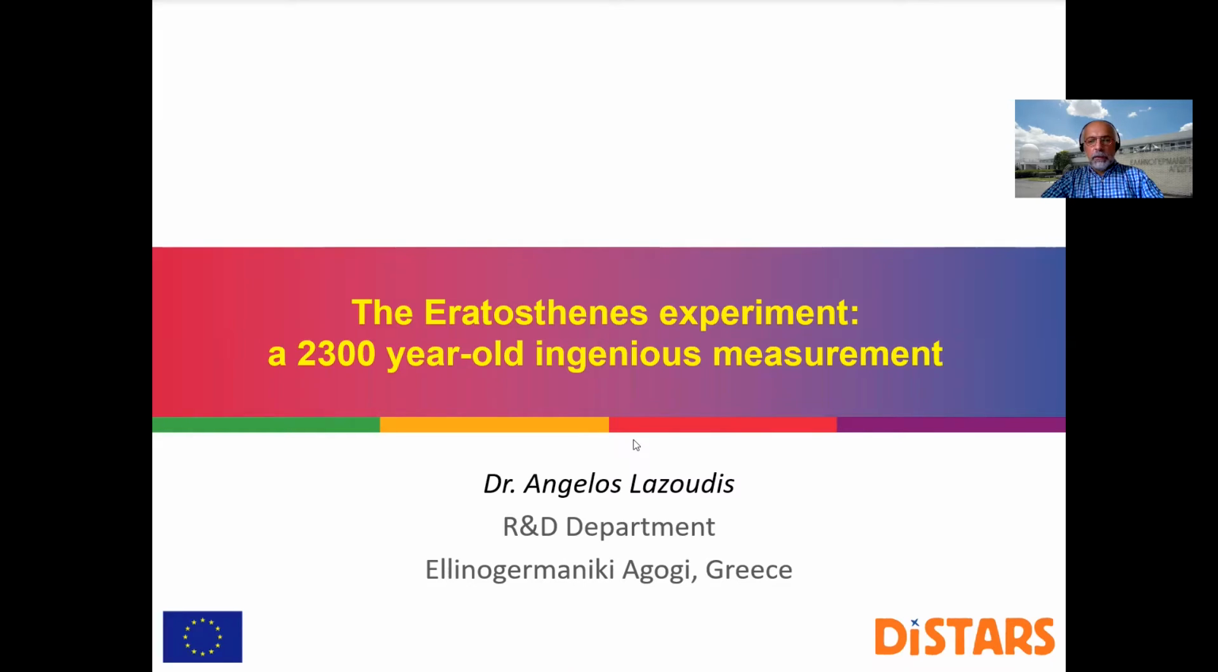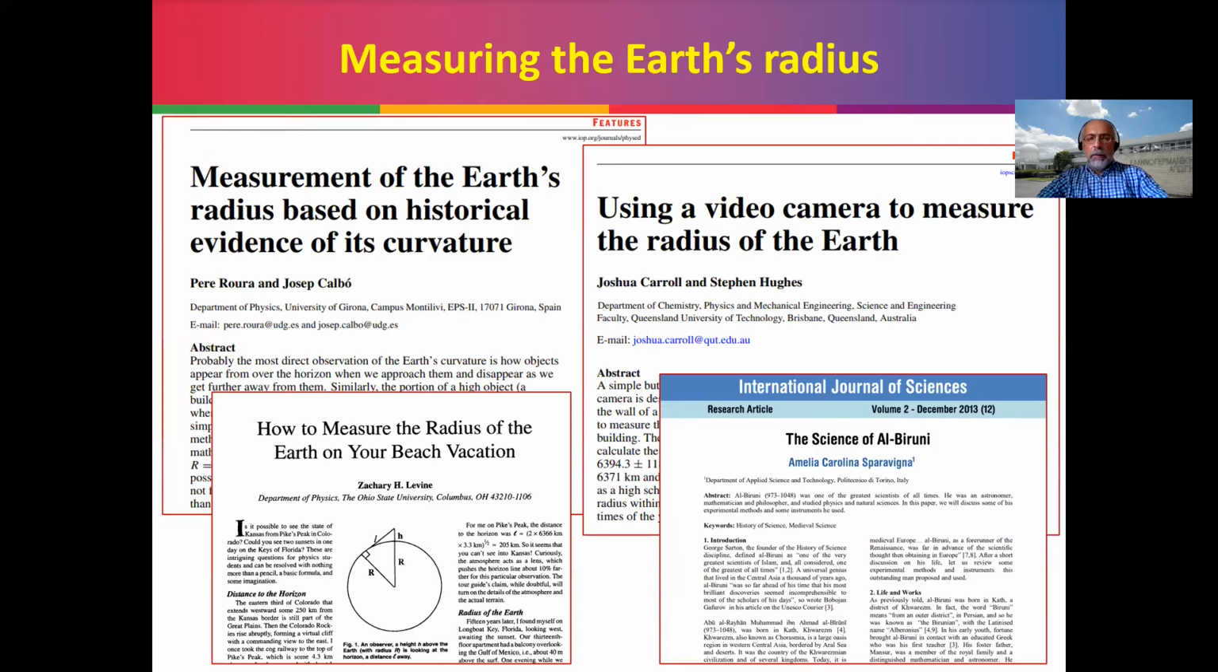There have been many methods proposed for measuring the Earth's radius. This goes back, besides Eratosthenes, to Al-Biruni around 1000 AD. Al-Biruni was an Iranian scholar who lived during the Islamic Golden Age, and he proposed a method based on mathematics. You can also measure the Earth's radius using more modern methods, like, for example, a video camera, as in the paper that I present here.